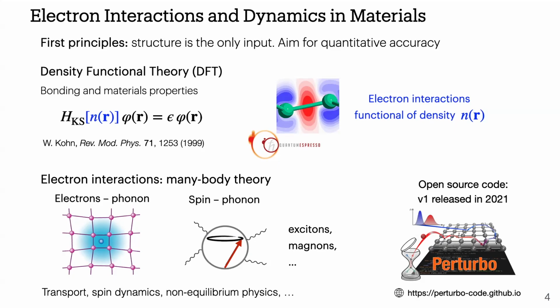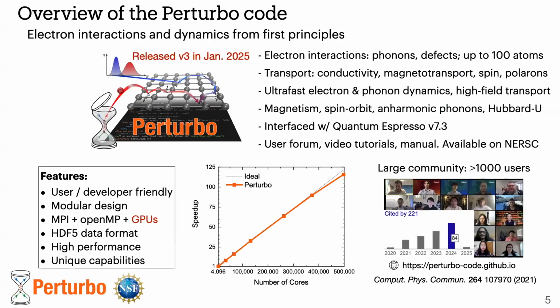And first, I wanted to give an overview of Perturbo as a project. So it's an open source code that we first released in 2021. That was version 1. Now we are at version 3, which has been released earlier this year. And so over the last few years, the project and the number of users have grown significantly at a constant and, in fact, increasing rate, to the point that now we basically have a fairly large community of over 1,000 users that are using the code.